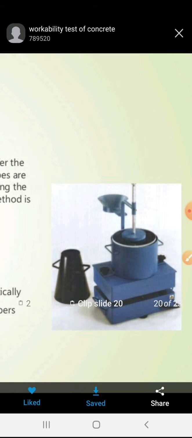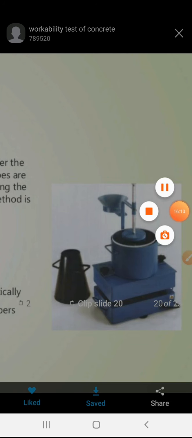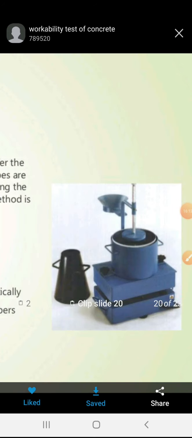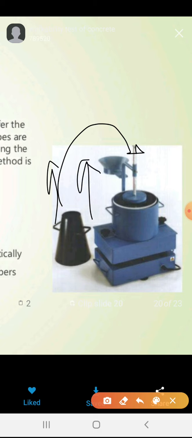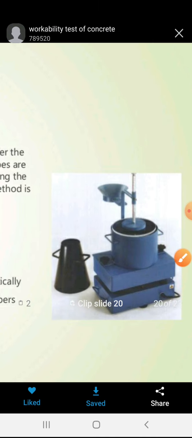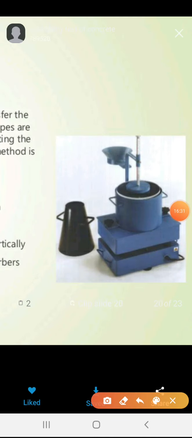The same procedure that we do in a slump test, here also we are doing. The only thing is we are calculating the workability of the concrete. Now assume the slump has been transferred into the cylindrical mold. Carefully remove the cone, placing it in a vertical direction. Now the concrete shape should be like this, right?